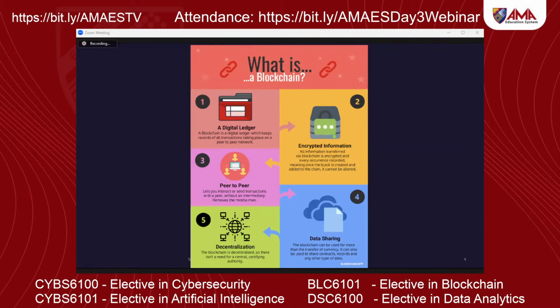Explanation number 4, data sharing. The blockchain can be used for more than the transfer of currency. It can also be used to share contracts, records, and any other type of data. And last, the meaning of the blockchain: decentralization. The blockchain is decentralized, so there isn't a need for a central certifying authority.